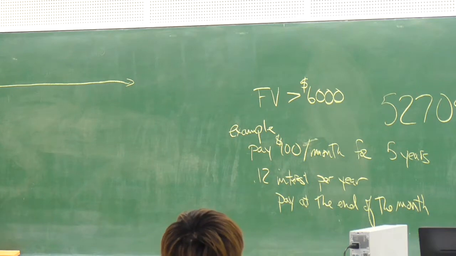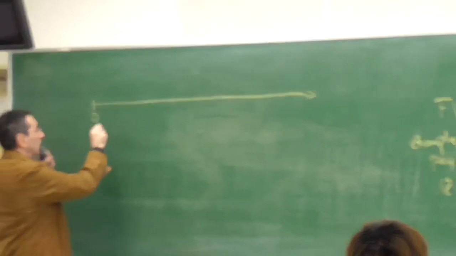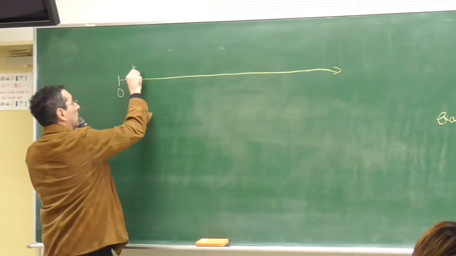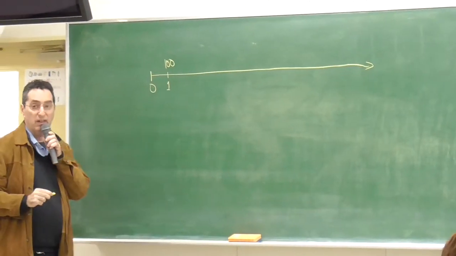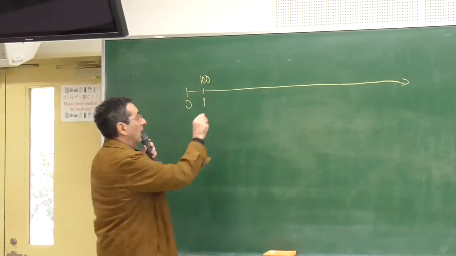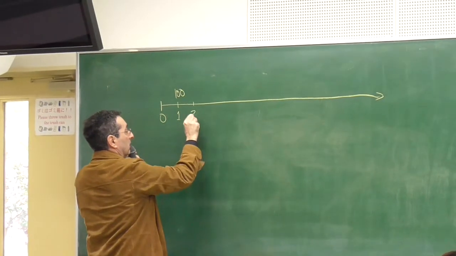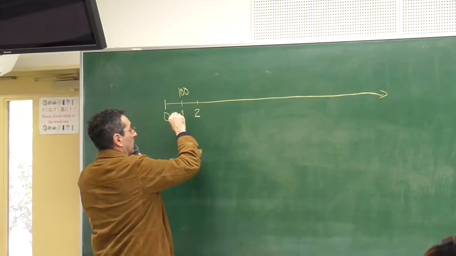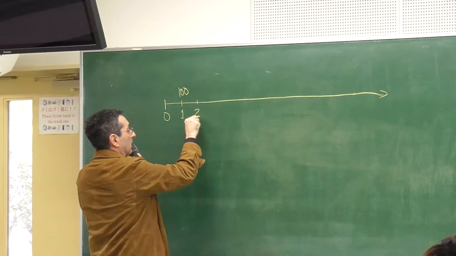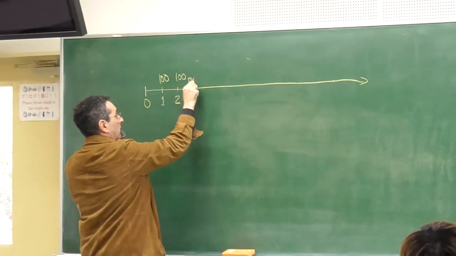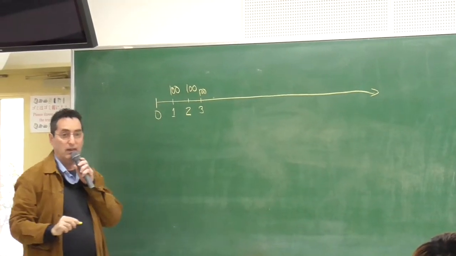Okay, so here's the 0, and here's the first month. We're going to put $100 in. This is the amount that you deposit. At the end of the first month you deposit, at the end of the second month, you're going to make another 100. The end of the third month, you're going to make another 100, and so on.